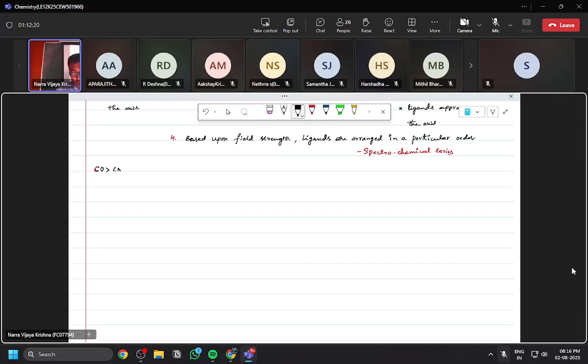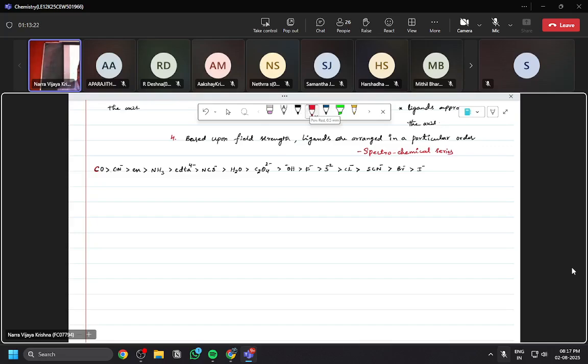Then CN minus, then ethylene diamine, then ammonia. After that, EDTA, ethylene diamine tetraacetate. Then NH3, EDTA. Don't write that, better write it like this: NCS minus. After that, H2O, then C2O4 2 minus, OH minus, F minus, sulfide, chloride, Cl minus, SCN minus, Br, iodine. That's all.